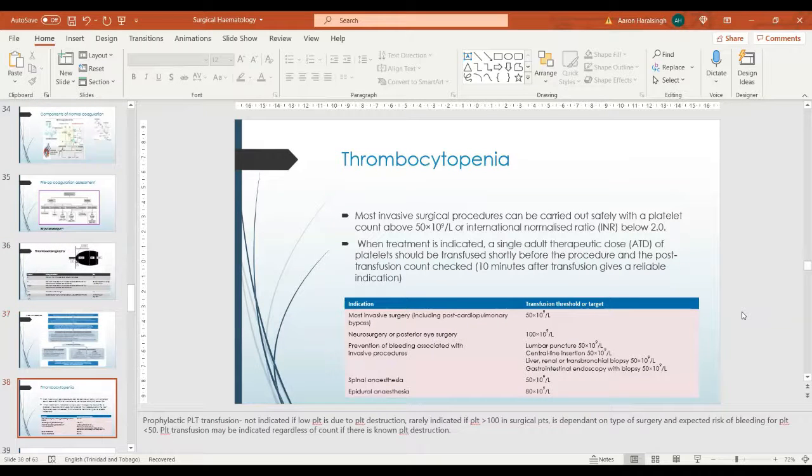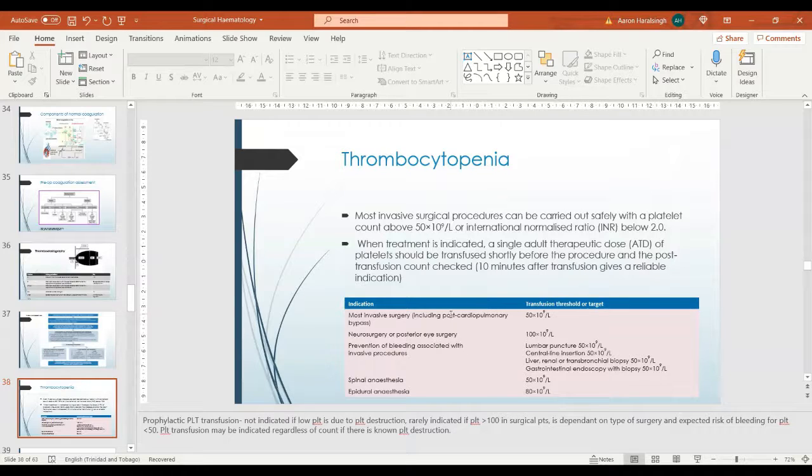Right, so we're going to skip over massive blood loss for now and go to thrombocytopenia. So most surgical invasive procedures can be carried out safely if you have a platelet count above 50, or if you have an INR below 2. Whenever treatment is indicated, then a single adult therapeutic dose of platelets should be transfused shortly before the procedure, and then the post-transfusion count checked. So it's usually done for 10 minutes.